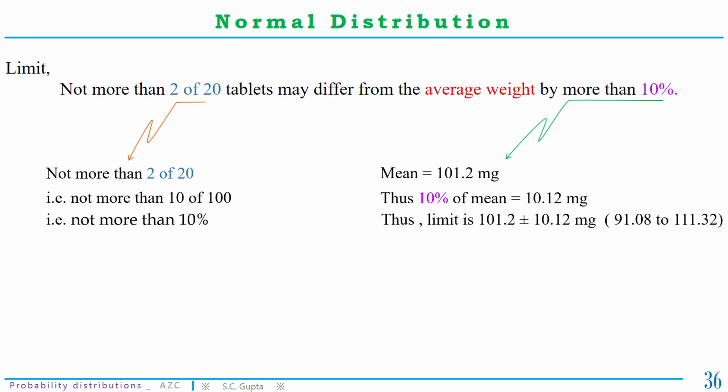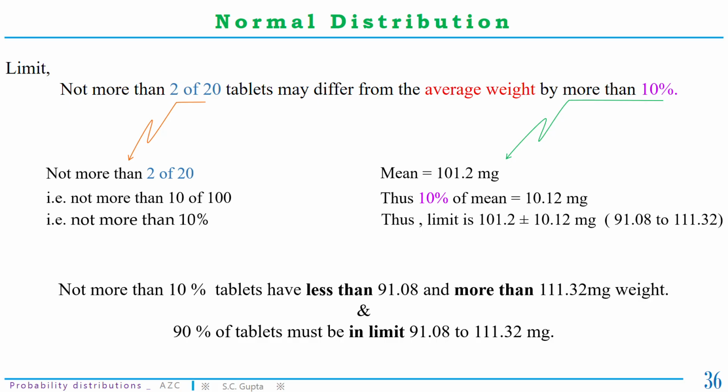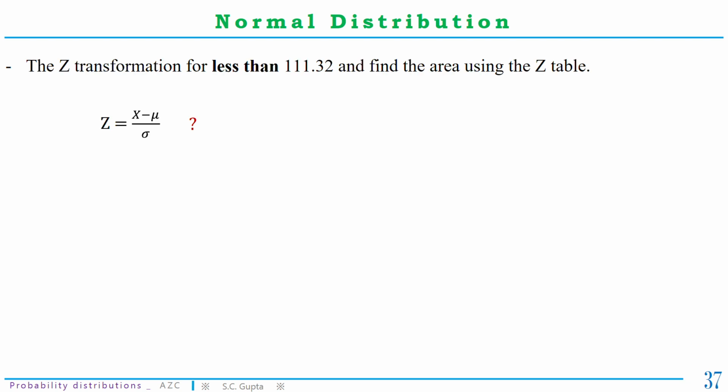Now, we can quantify the limit based on this exercise. Not more than 10% of tablets have less than 91.08 or more than 111.32 milligrams weight, and 90% of tablets must be within the limit of 91.08 to 111.32 milligrams. Now, perform the Z transformation for less than 111.32 and find the area using the Z table.